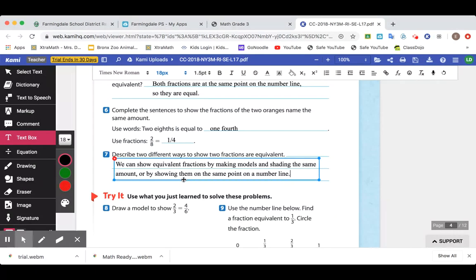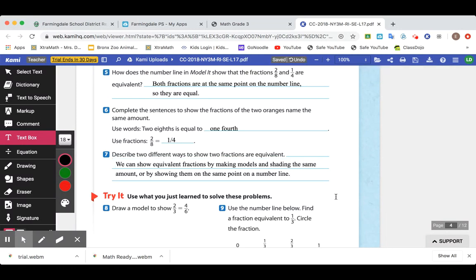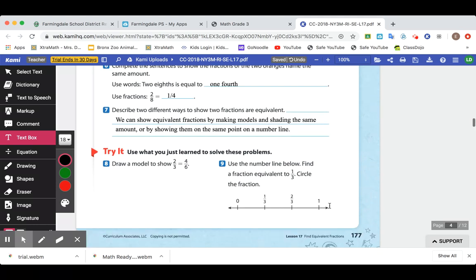It's a lot of writing, boys and girls. So if you need to stop and kind of pause the video and catch up with me, that's perfectly fine. Okay? That's what's kind of nice about doing it on the video. If you need time, you just hit pause.